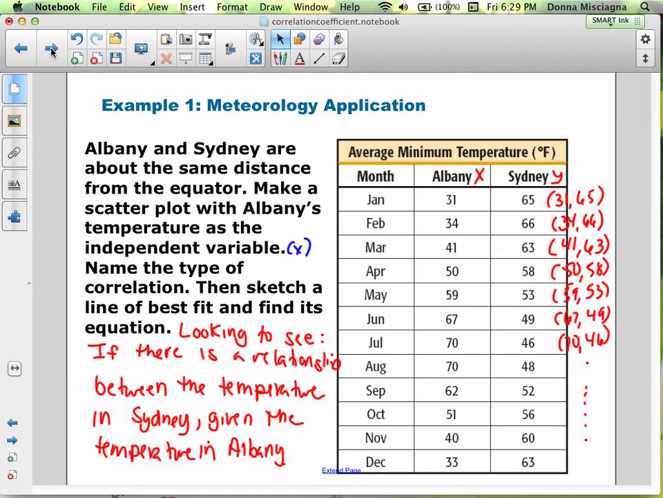All right, so Albany and Sydney are about the same distance from the equator. Make a scatter plot with Albany's temperature as the independent variable. Whatever your independent variable is, that is x. X is always independent, y is always the dependent. We're looking at the relationship of the dependent variable to the independent variable. Name the type of correlation, then sketch a line of best fit and find its equation.